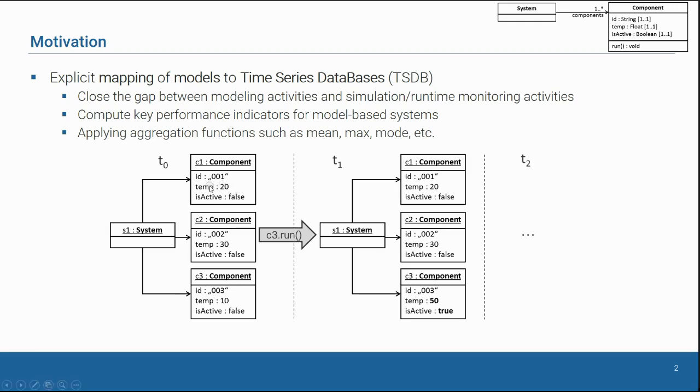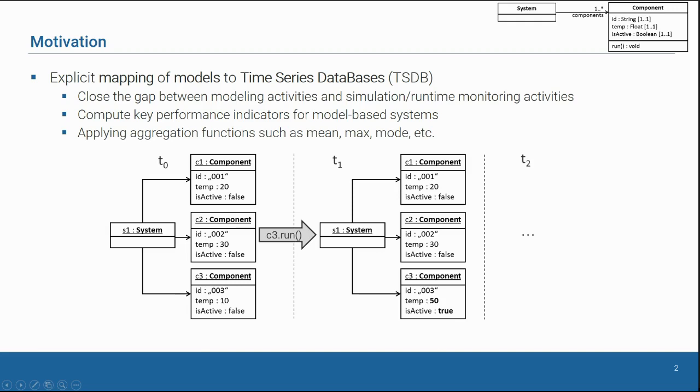Here on the slide, you see an example system consisting of 3 components. Each of these components has 2 properties. One property is temperature and one property is active, which indicates if the component is working or not. If now a component starts to run, these properties are changing. For example, here in this model, the component C3 is starting to run, and thus the temperature value is changed from 10 to 50, and the active Boolean variable is set to true.